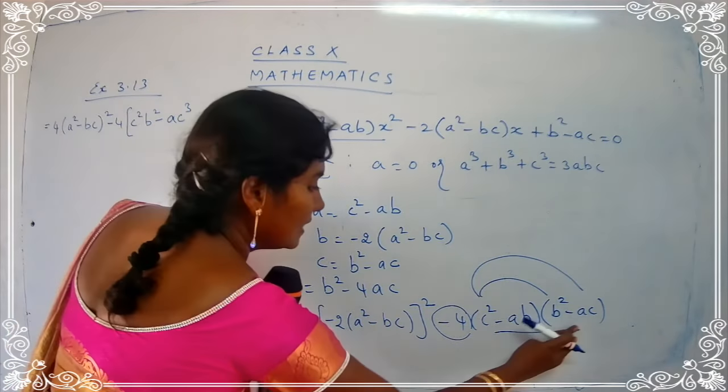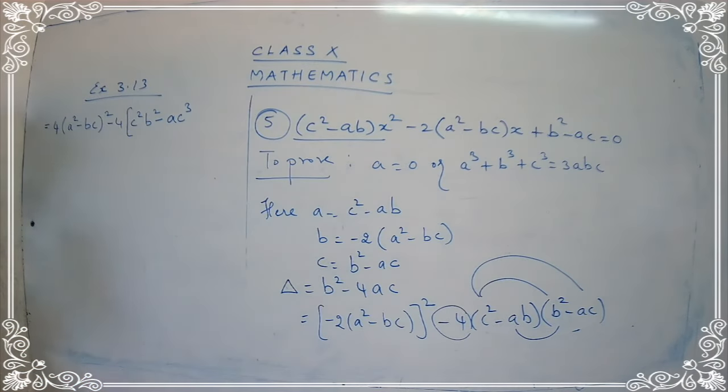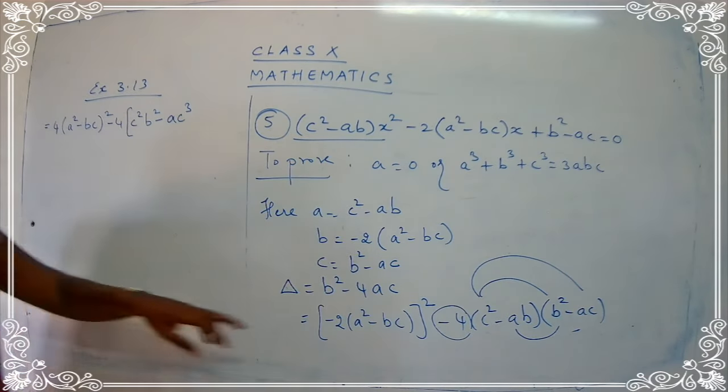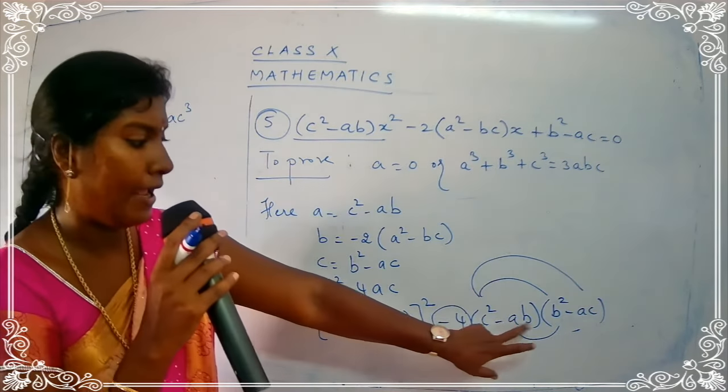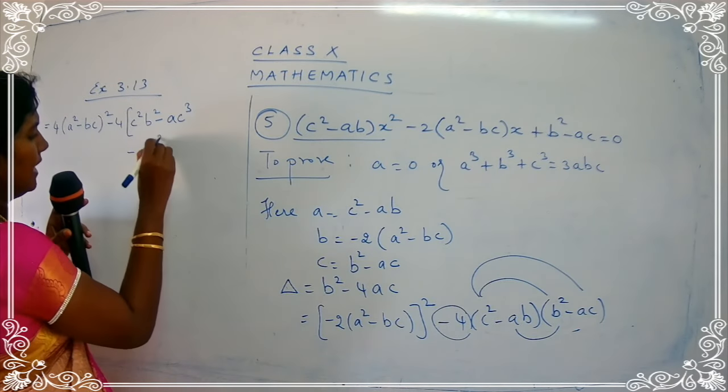Okay, let's go for the next multiplication. Minus AB into B square. What is minus AB into B square? Minus, we have one minus, and yes, children. So minus AB cube. I'll just continue here. Minus AB cube.